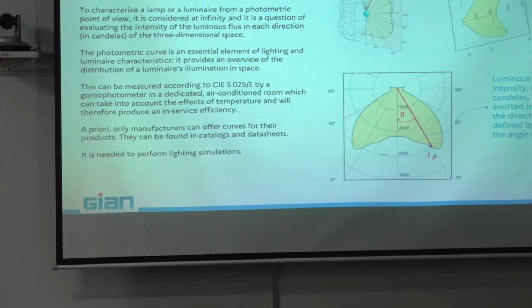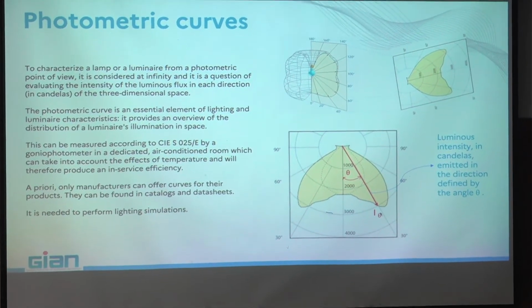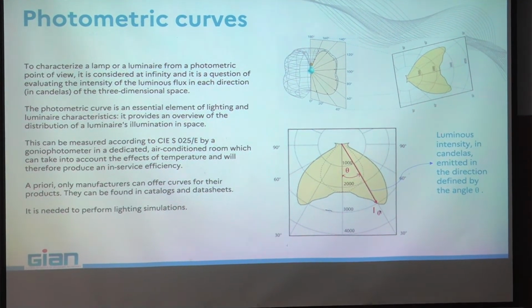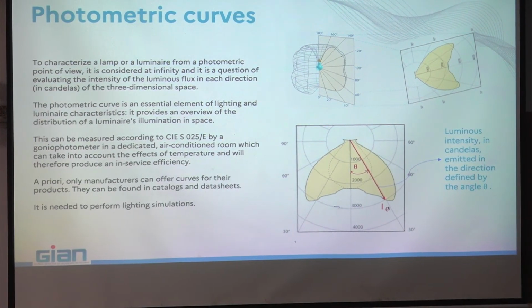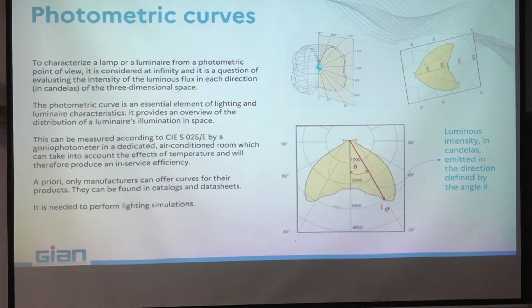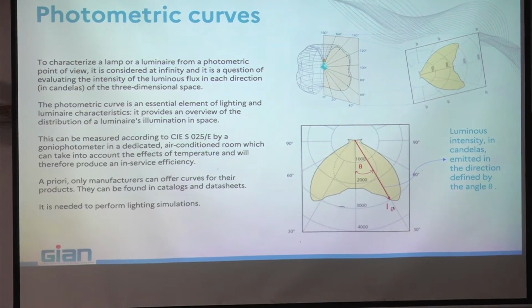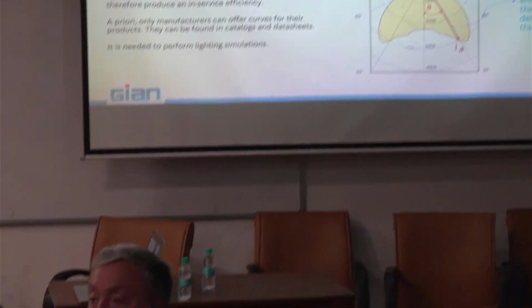This kind of curves, either in a curve form or today more in an electronic version, they are absolutely necessary in order to make photometric calculations and make sizing of lighting installations.